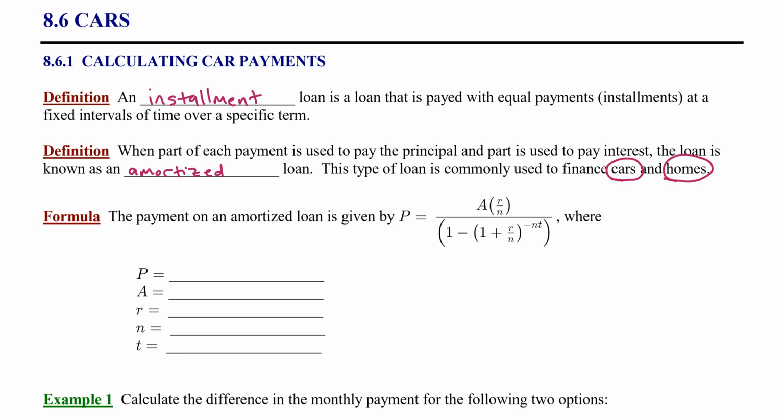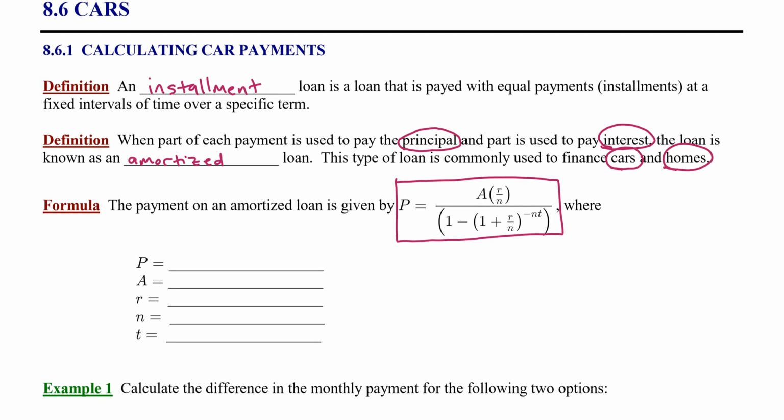The payment on an amortized loan is given by this lovely formula here. The payment in an amortized loan is always going to be the same every month. But again, the amount that is designated for principal and the amount that is designated for interest changes month to month. And we're going to explore all of those differences.